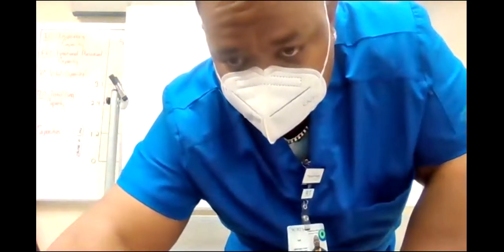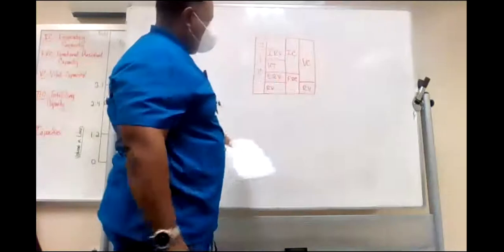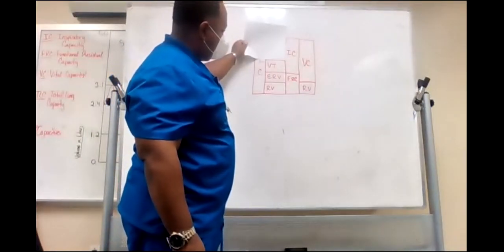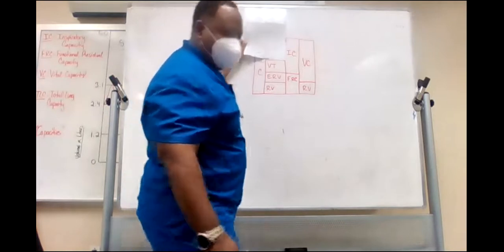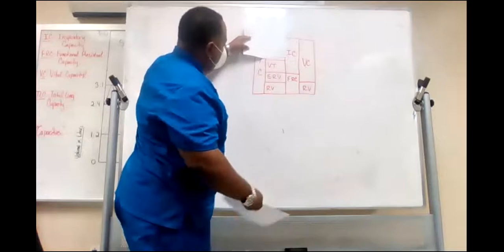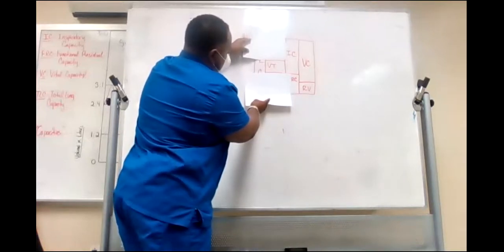TLC minus RV and minus FRC. TLC is the whole thing. So minus IRV and minus what? FRC. So TLC minus IRV minus FRC. What's left? Oh, okay. So you cover that whole box.